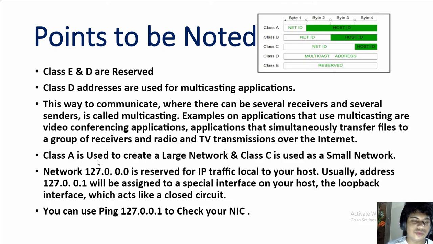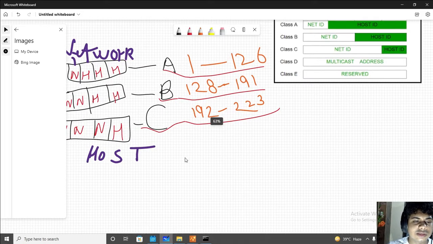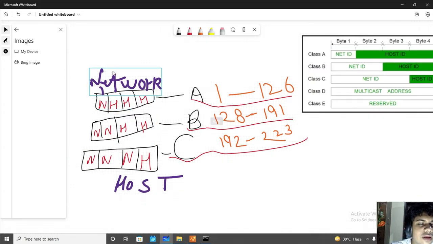Now let's go. Like you can see this, I want to tell you that there are classes A, B, C. You have to learn about class A, B, C more than class D and E, because they are reserved. So you don't have to learn much about those.